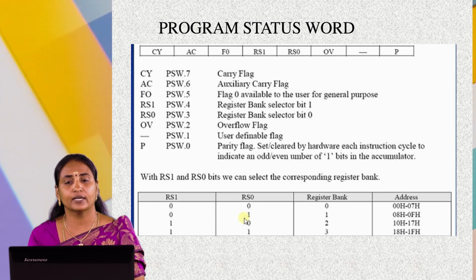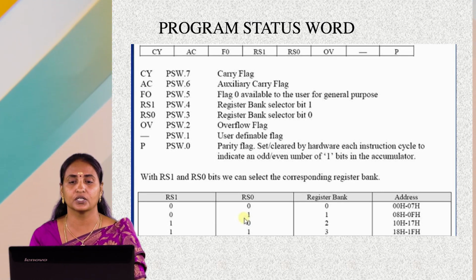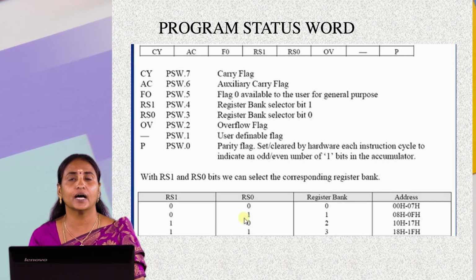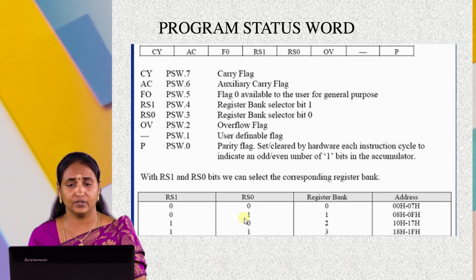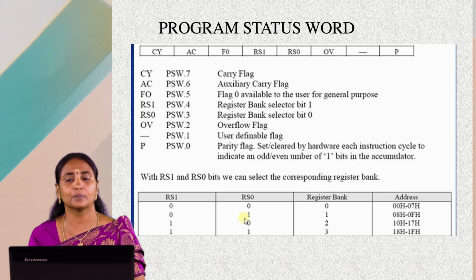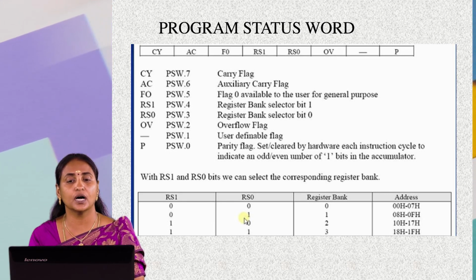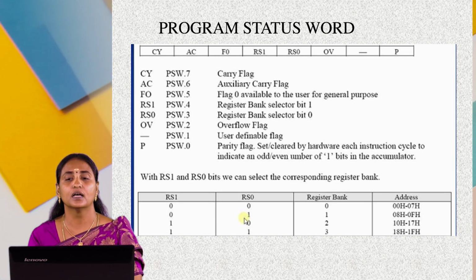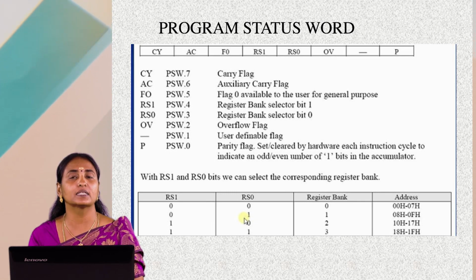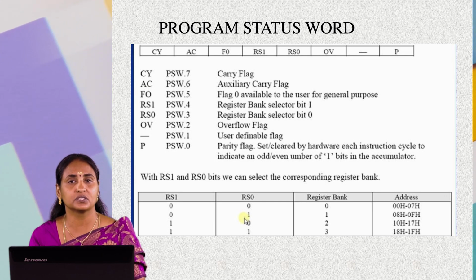Carry flag. The carry flag is used only with arithmetic and logical functions. Auxiliary carry is set and reset only in BCD arithmetic functions. F0 is flag 0, available to the user for general purpose. And RS1 and RS0: RS1 means register bank selector bit 1, RS0 means register bank selector bit 0. These two bits are used to select the register bank.